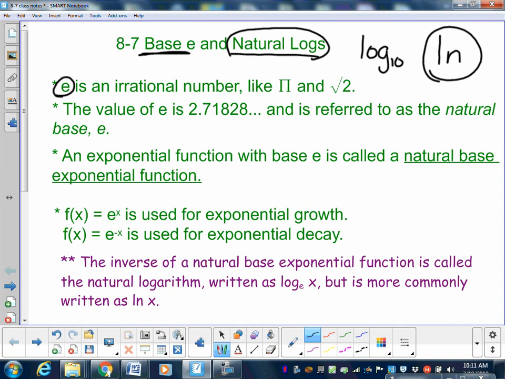e is an irrational number, like pi. People celebrate Pi Day on 3.14. People celebrate e Day. e is the irrational number 2.71828. They celebrate it on February 7th because it's 2.7, right? So a lot of higher level math classes can celebrate e because e is an irrational number, just like pi. When did you learn pi? Elementary school? 3.14? That's the most famous irrational number that you've ever learned, pi.